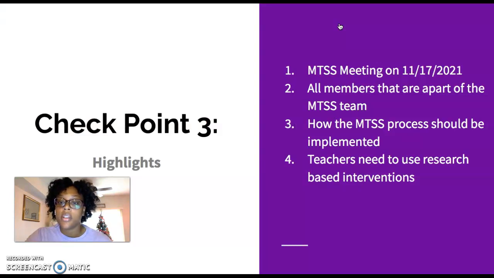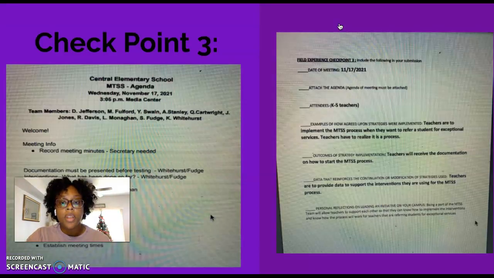Checkpoint 3 was different. It was during the MTSS meeting, and that was on November the 17th. All the members that are part of the MTSS team were present. And we discussed how the MTSS process should be implemented and making sure teachers are using research-based interventions. And on the next slide, you will see the agenda as well as the checkpoints that were discussed.